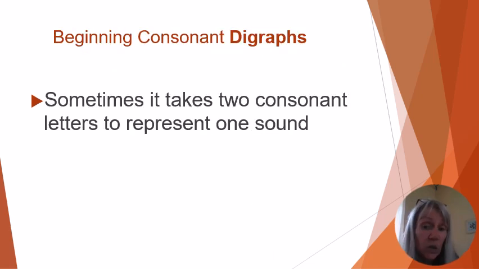So those are single consonants, but sometimes it takes two consonant letters, two letter graphemes, to represent one sound. And we call these digraphs. So it is still a single sounded beginning consonant, but it's represented by two letters to form one grapheme. The grapheme represents the sound, which is the phoneme, but it can consist of more than one letter. In a digraph, we see two letters, but there's only one sound.